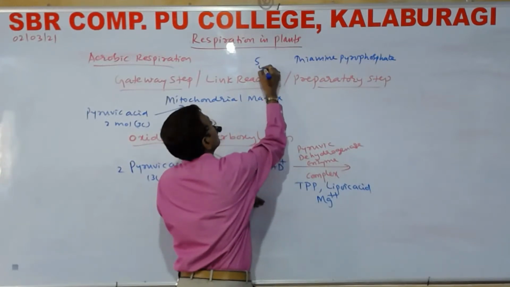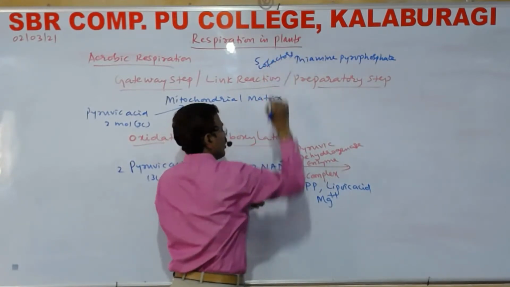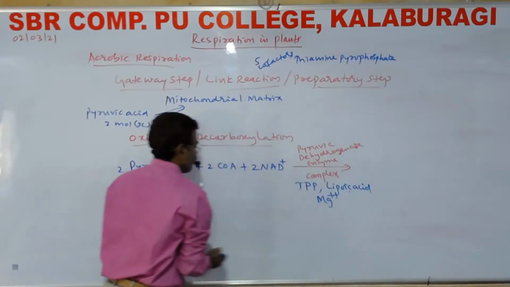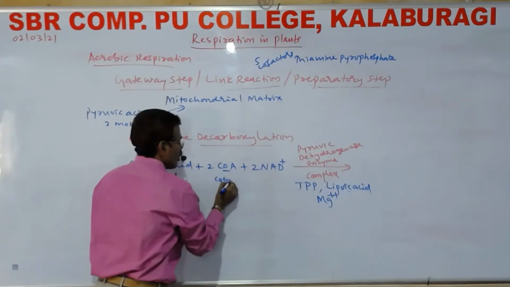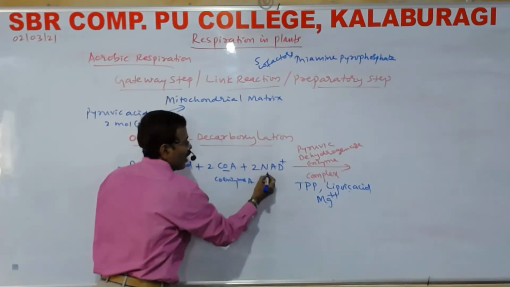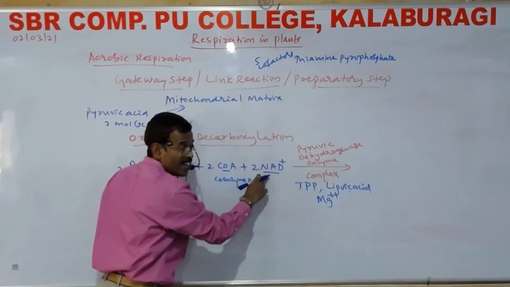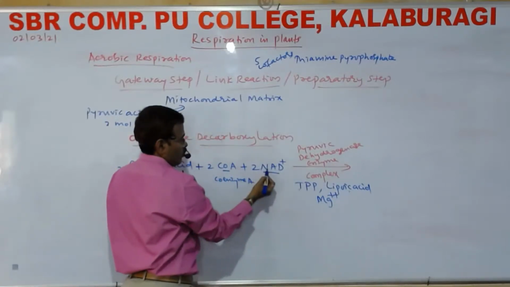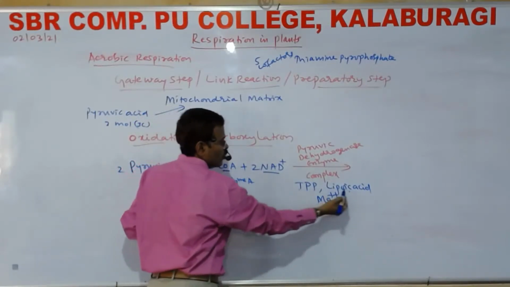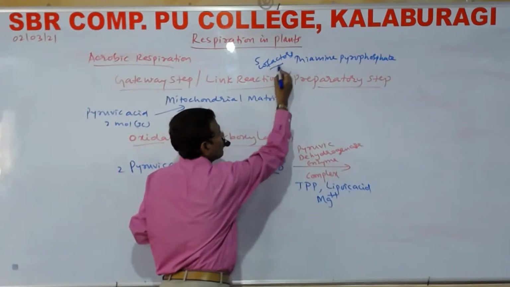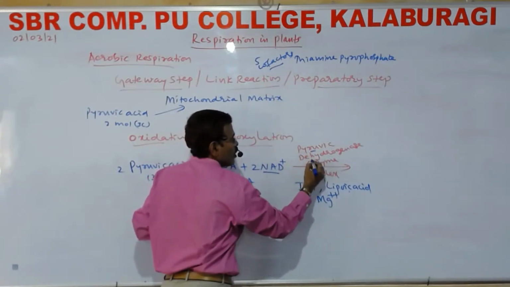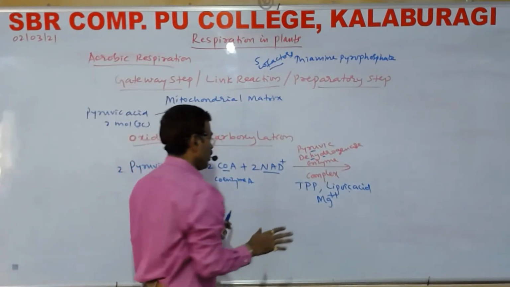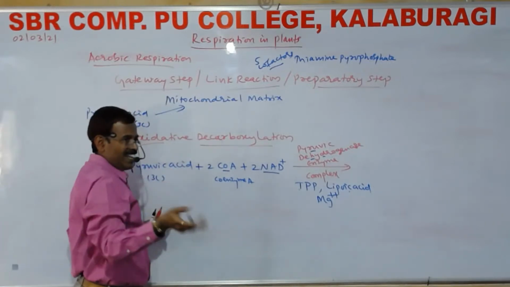These are the 5 cofactors which are required in the preparatory step. Which are those? Thiamine pyrophosphate, lipoic acid, magnesium ion, coenzyme A, and NAD plus. 5 cofactors with the help of a very important enzyme, the pyruvic dehydrogenase enzyme complex. So this preparatory step or link reaction occurs.